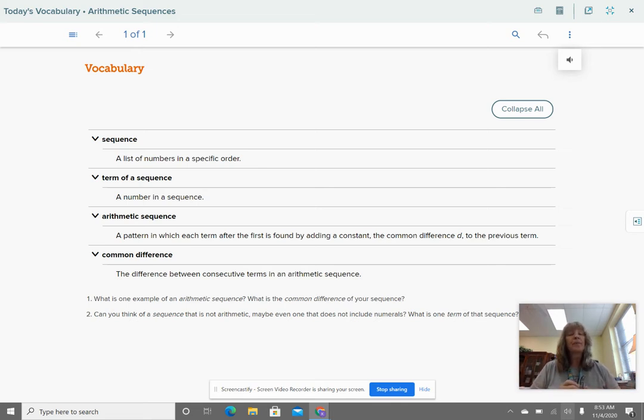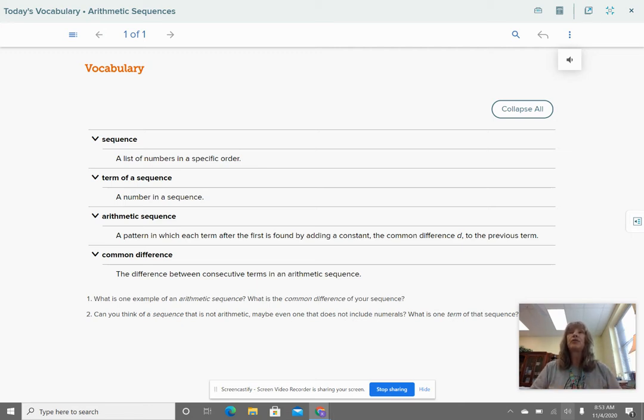So term is just a number. It's pretty simple. Next definition is arithmetic sequence. So an arithmetic sequence is a pattern in which each term after the first is found by adding a constant or a common difference, represented by D, to the previous term. And really in regular language, that's just skip counting.